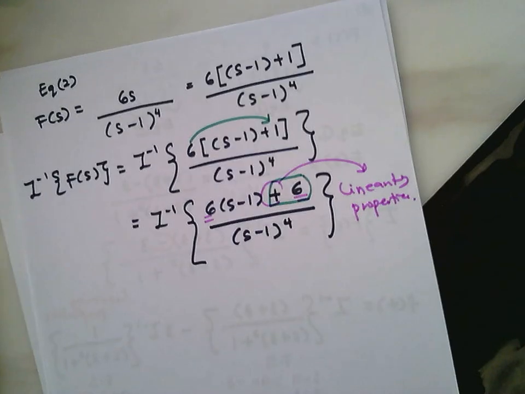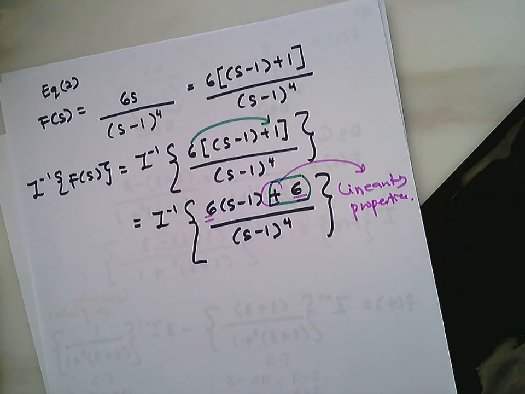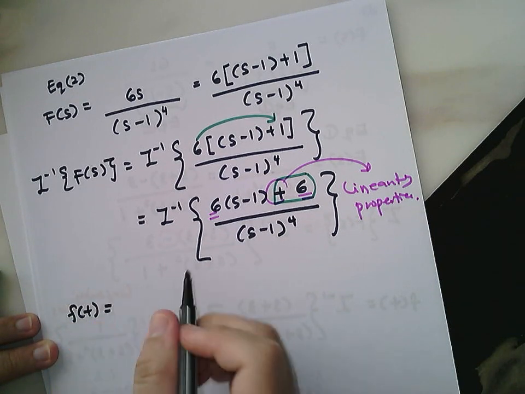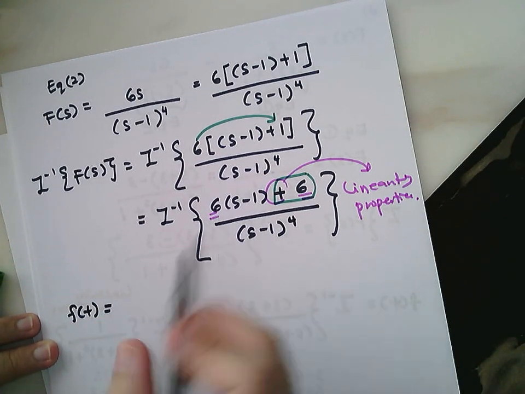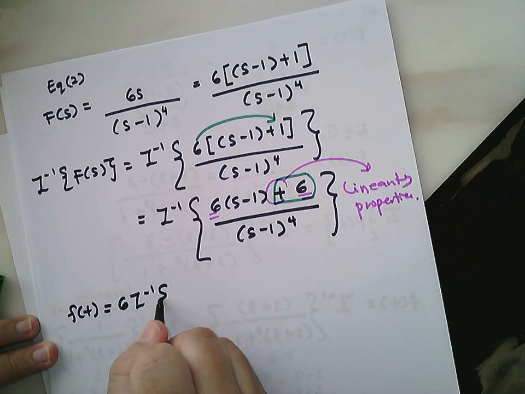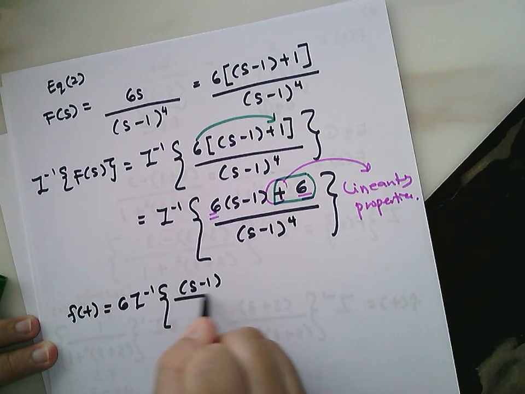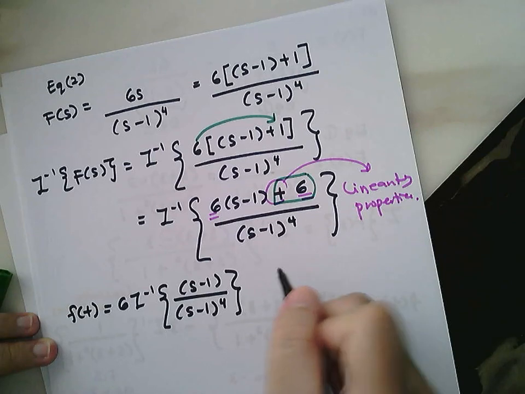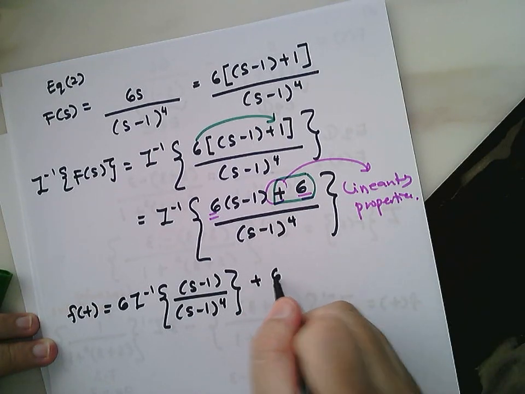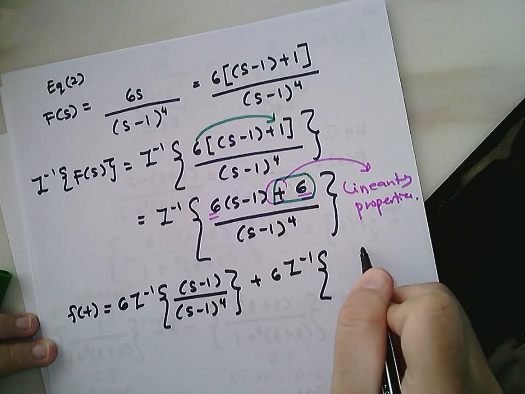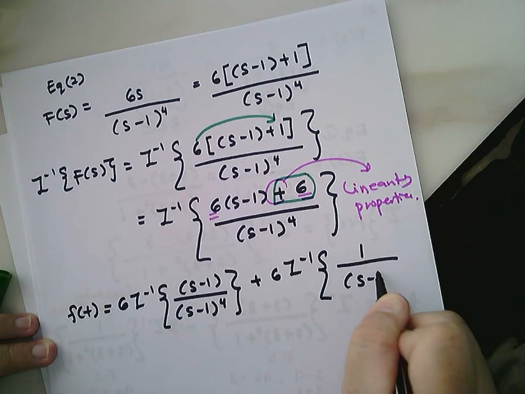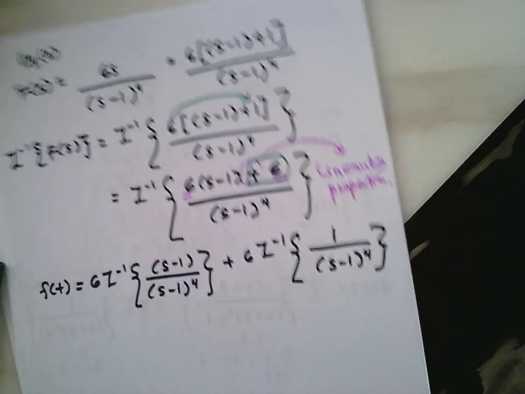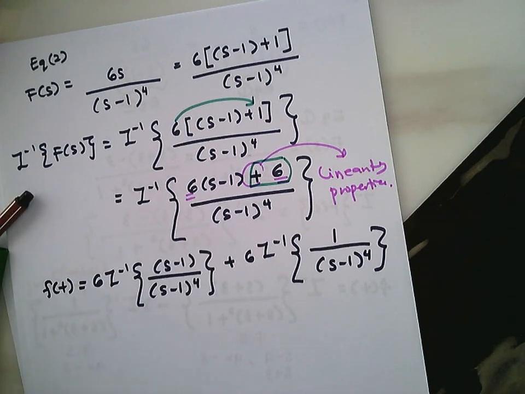Okay, so therefore the inverse of F(s), which is f(t). f(t) is equal to, so the first function, what is your constant? 6. So 6 inverse of (s minus 1) over (s minus 1) to the power 4, plus, so another constant is 6, so inverse of 1 over (s minus 1) to the power 4. So here you can already apply the first shift property.